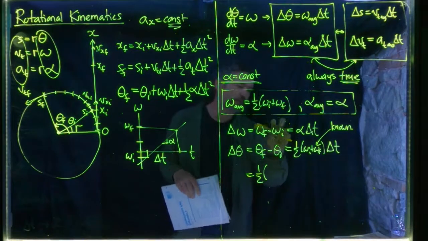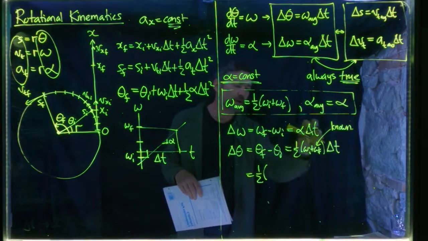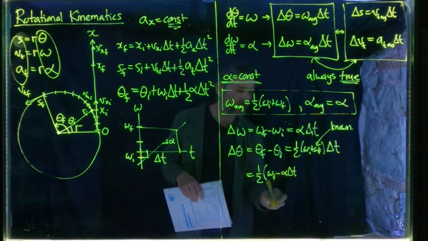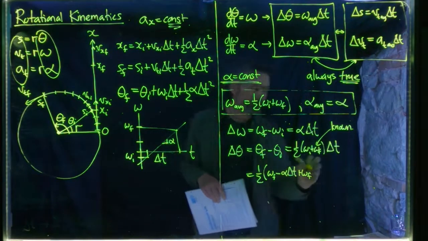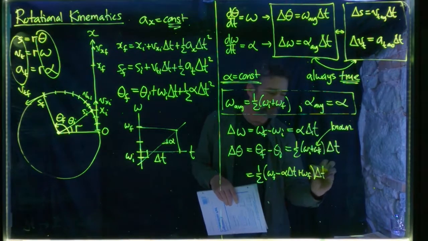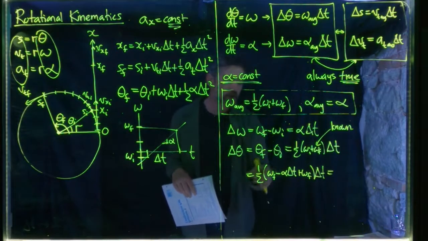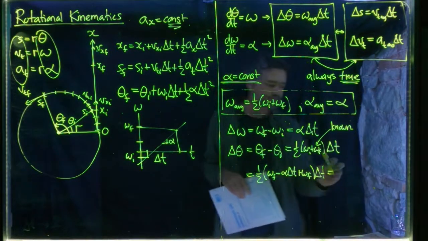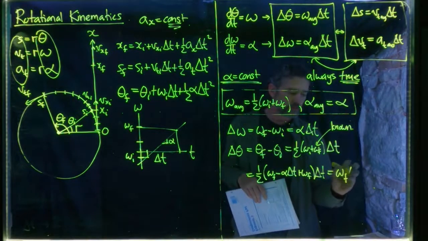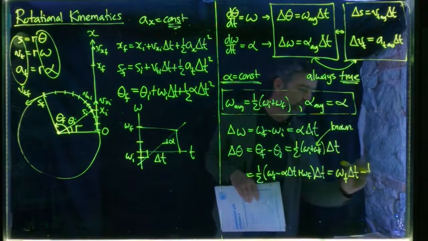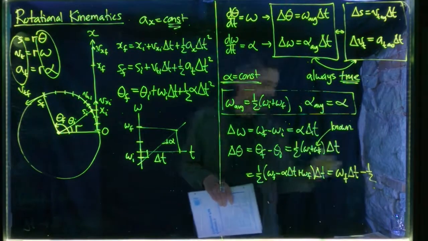Omega initial, bringing the negative omega initial to the right-hand side, will be omega final minus alpha delta t. Okay, and then we add to that plus omega final, a second omega final, and multiply that whole thing by delta t. Okay, and so in this case, we get 1/2 twice omega final, so that's just omega final times delta t, minus 1/2 alpha times delta t squared.